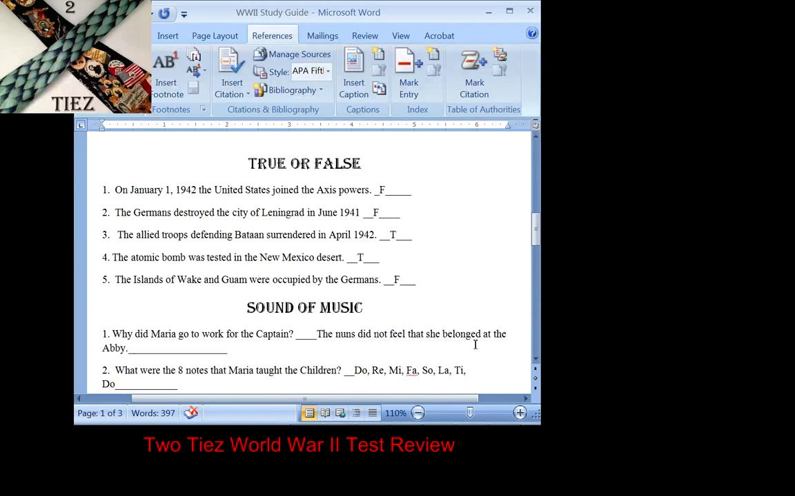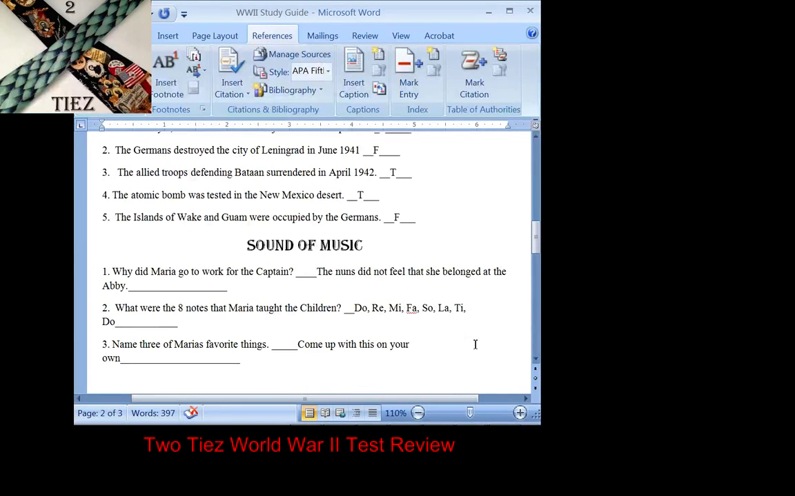This is false. Now we're going to have some questions on The Sound of Music. Remember this movie? We watched it for a long time. Why did Maria go to work for the captain? The answer, the nuns did not feel that she belonged at the abbey. They knew that something was wrong. They knew that she was very young and she wasn't quite cut out for that life yet.